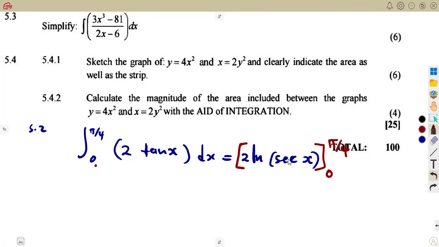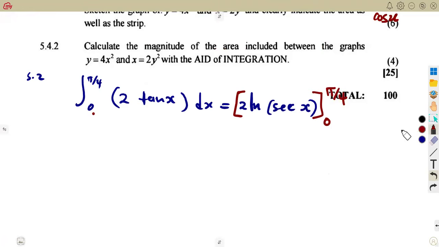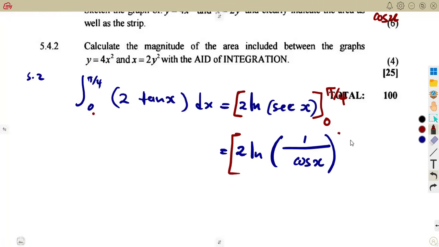But we need to substitute. Can we substitute the sec of x? It is difficult, but we know the sec of x is 1 over the cos of x. So this is the same as 2 ln of 1 over the cos of x, like this, so that we properly understand the meaning of what we have there.